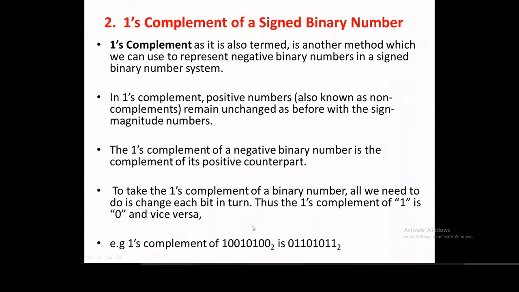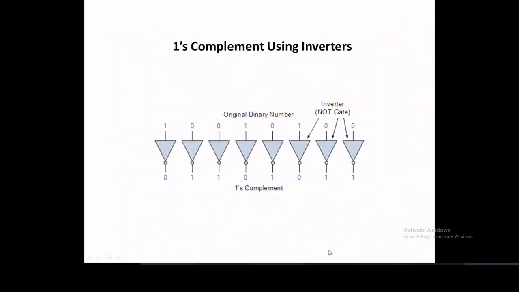Suppose I take this example: 1 0 0 1 0 1 0 0. The ones complement of this number is this, so everything gets inverted. 1 becomes 0, 0 becomes 1. So the ones complement of this binary number is this. Using the inverter gate, our NOT gate, we can implement the ones complement. The original binary number is given to all the inverters, and we get the ones complement of that. A NOT gate is also called an inverter gate.